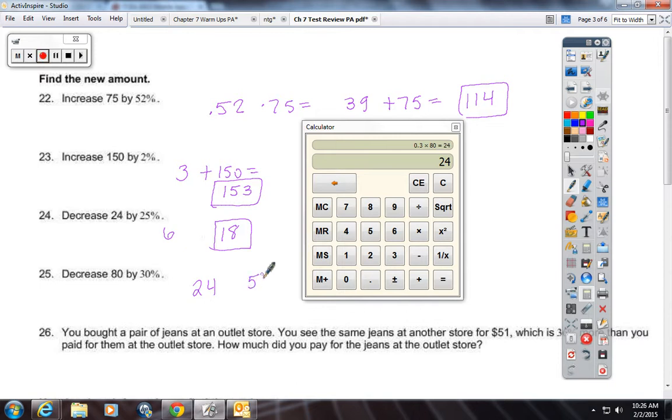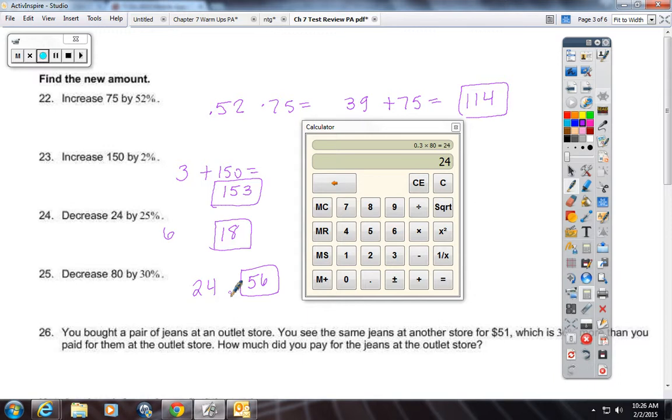And number 26, it says, you bought a pair of jeans at an outlet store. You see the same jeans at another store for $51, which is 36% more than what you paid for them at the outlet store. How much did you pay for the jeans at the outlet store? So, we are essentially decreasing 51 by 36%.